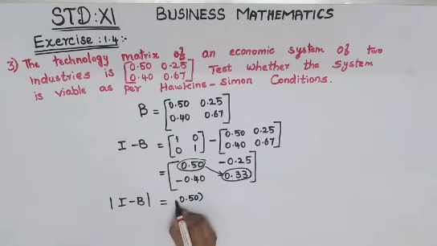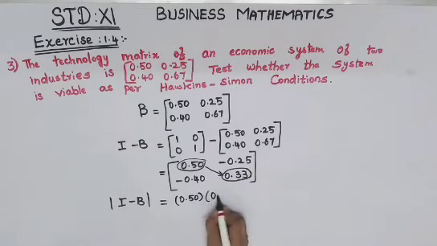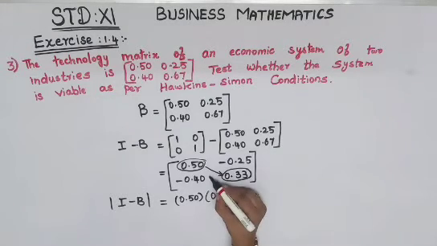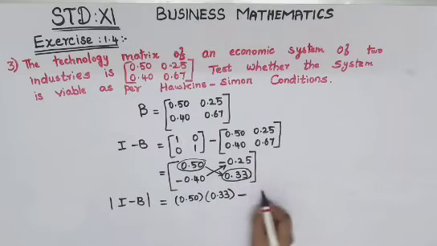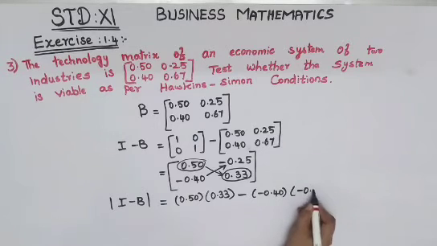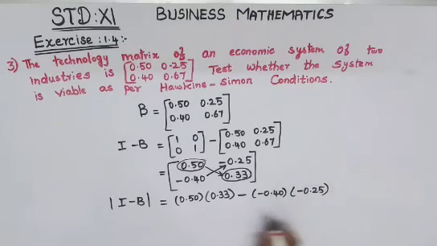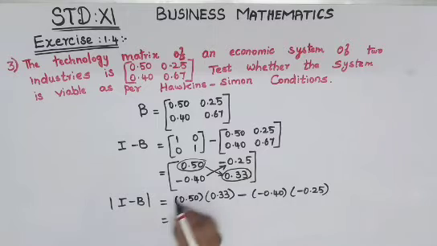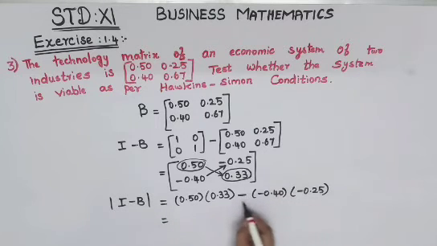0.50 into 0.33, then minus multiplication of these two elements. So you'll get it as minus 0.40 into minus 0.25. So these two elements you'll have to multiply. Again these two elements you have to multiply, then subtract it.